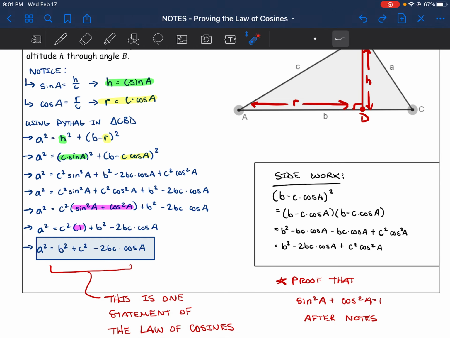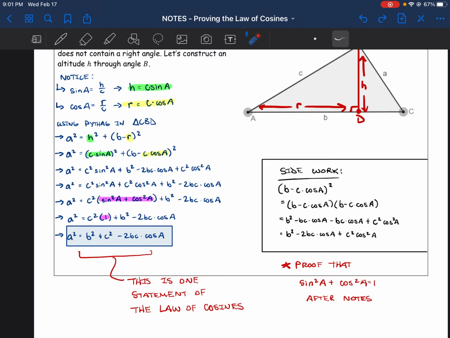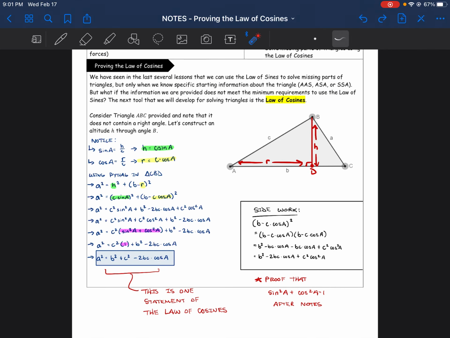Now, this turns out to be only one of 3 statements for the law of cosines. There's 2 other statements. And that all depends on where you drop your altitude. Notice in this example, we dropped our altitude from angle B. If we would reimagine the triangle and maybe drop our altitude from angle C, or if we drop the altitude from angle A, we would get different results. But here's the law of cosines in its entirety.